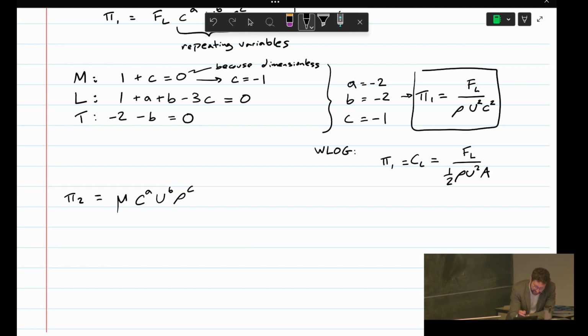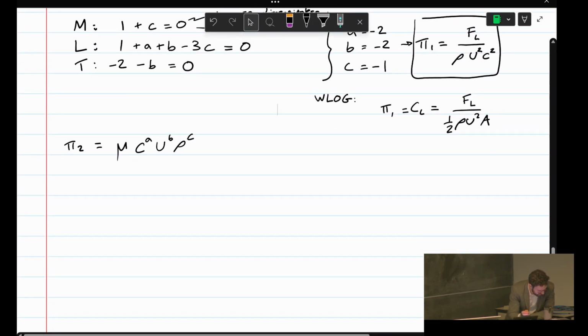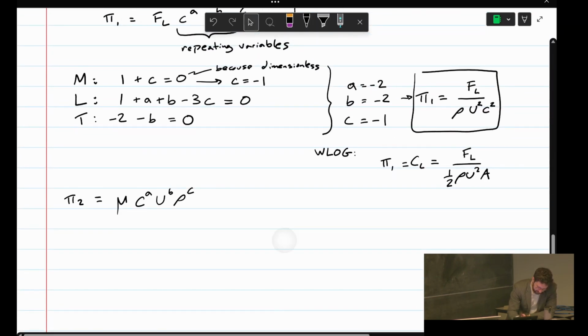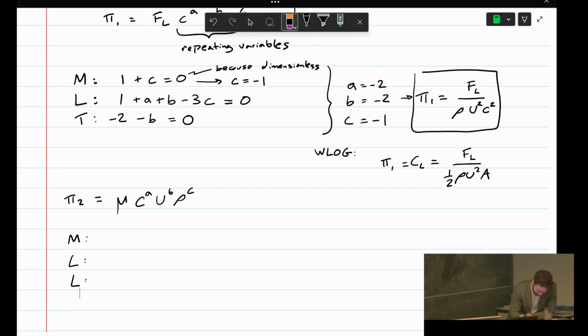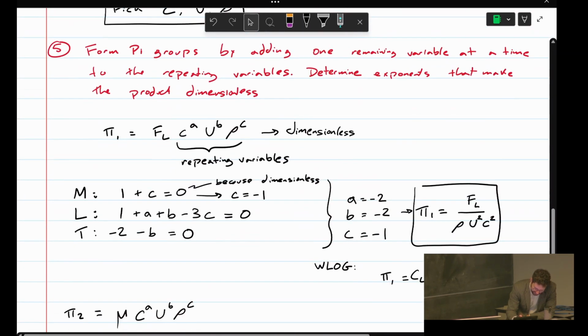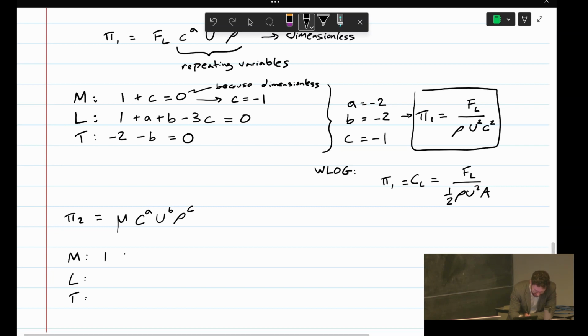If you have a lot of pi groups on an exam, the only thing that's going to change equation to equation is the constant part, because the dimensional part is always going to be the same combination of unknowns. So with mu, we'll get this system of unknowns. MLT. So mu has units of mass to the 1. So it's going to be 1, again, plus c equals 0.